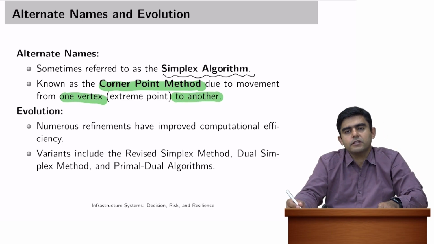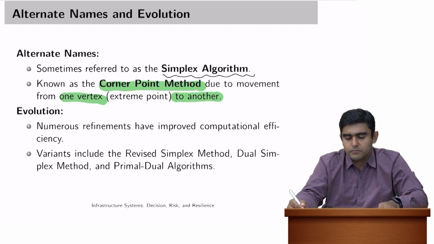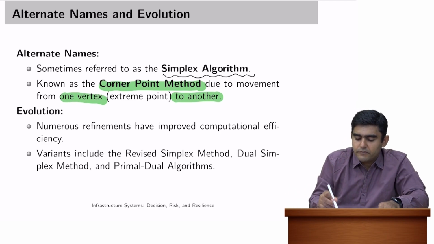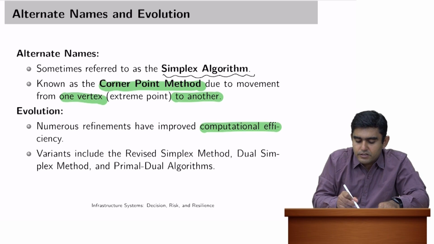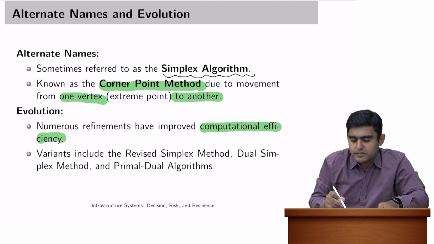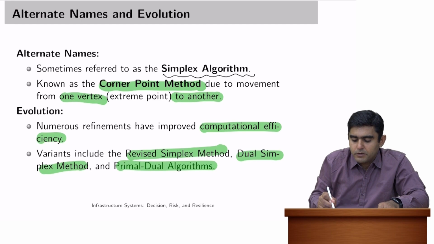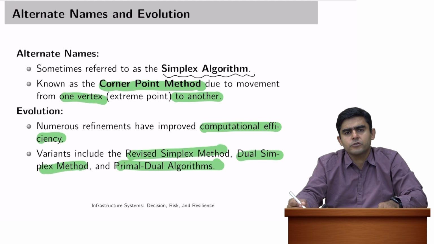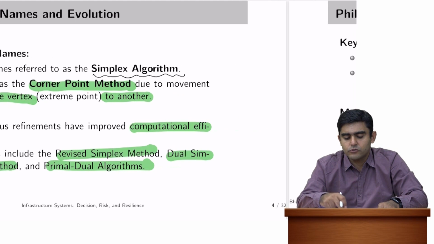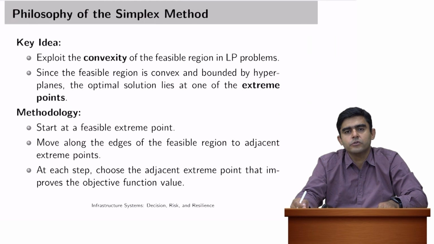So simplex algorithm was a great start, and it is still used widely across various algorithms or programming languages that solve optimization problems. But various refinements have happened to improve its computational efficiency, and methods such as revised simplex method, Karmakar method, dual simplex method, and primal dual algorithms have been proposed. We will also look into a few of these in the context of infrastructure planning and resource management. But today our focus is going to be on the simplex method.